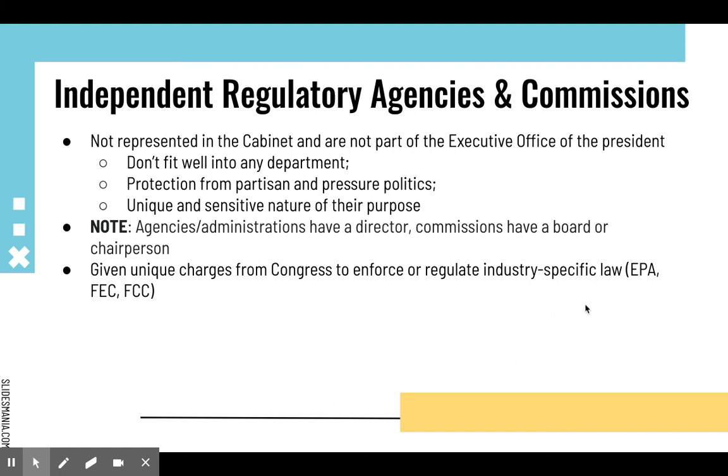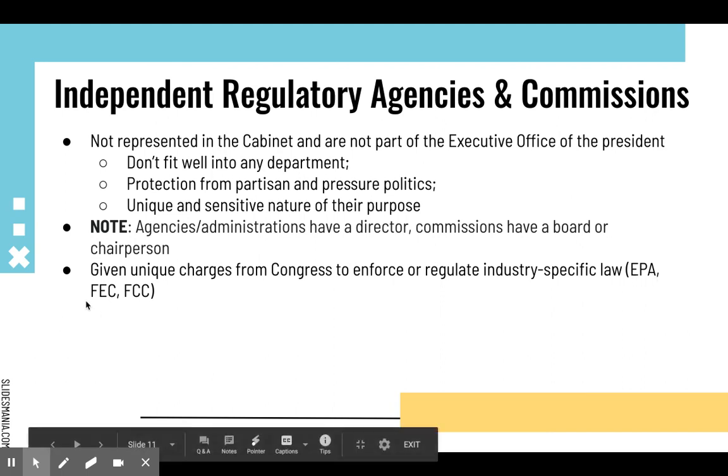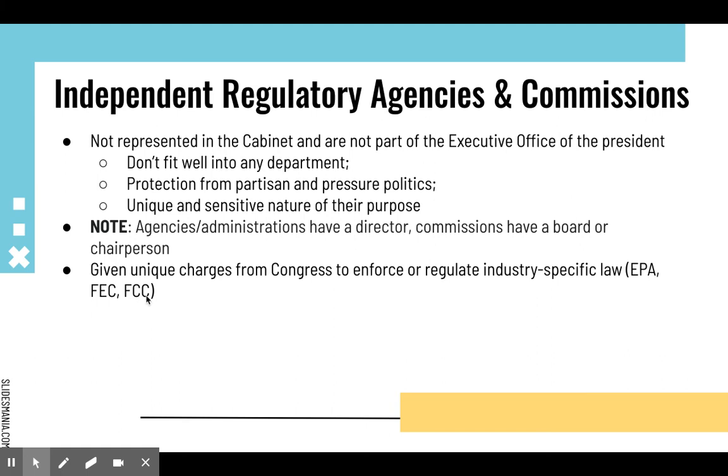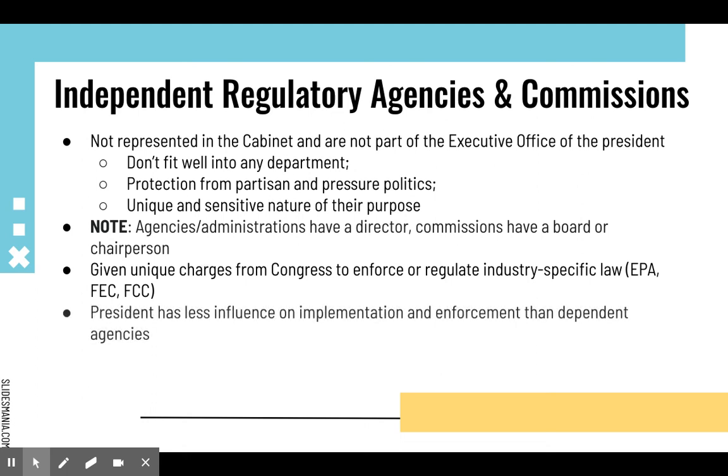And when I say industry-specific law, think about the EPA, right? Their focus is on regulating environmental policy. The FEC, the Federal Elections Commission, looking at campaign finance. The FCC, communications, right? We'll talk about that in class, but it's like television, right? Media, broadcast, things like that.